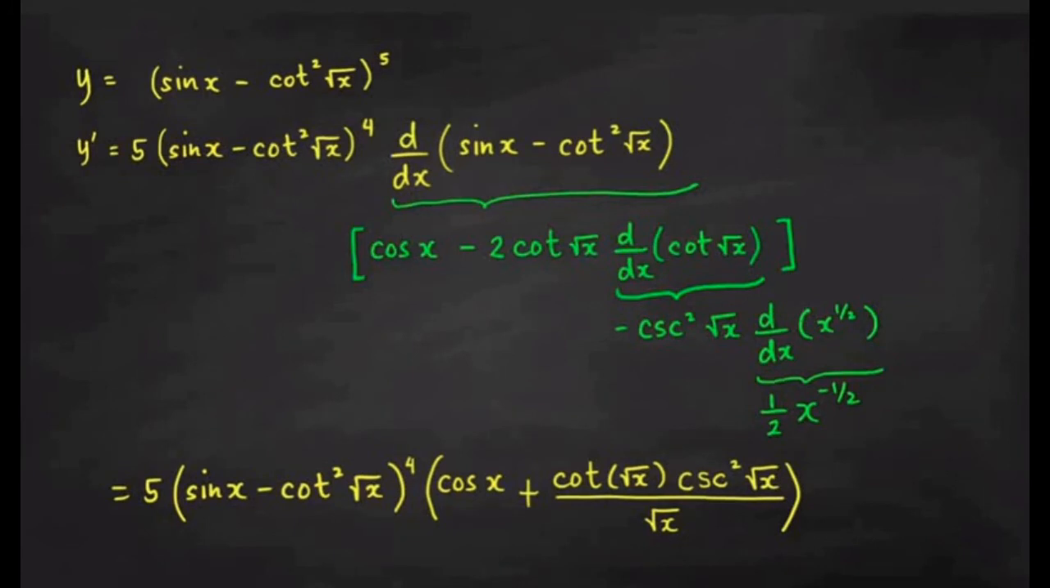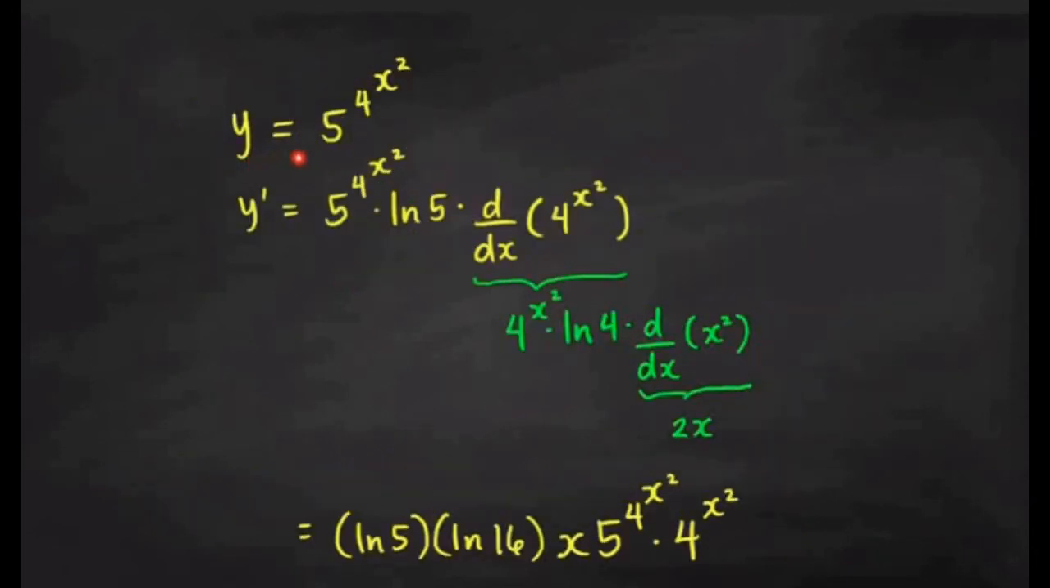We can now write our final answer as this expression: 5 times this raised to 4 times the quantity. So you have here cosine x, and then negative 2 times negative times 1/2. So that will give you a positive 1. So that will be cotangent of square root of x times cosecant squared of square root of x, all over square root of x.